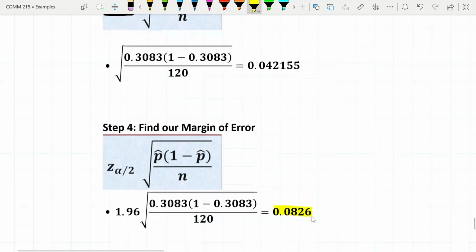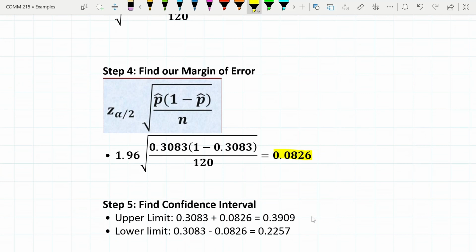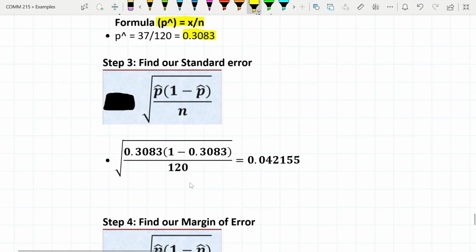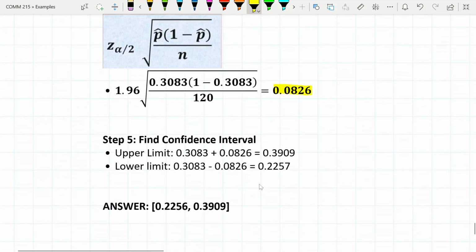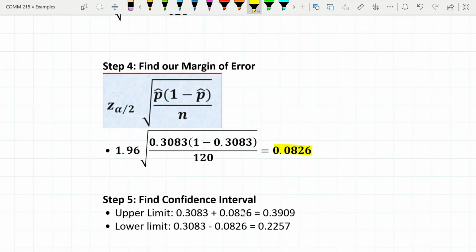So from this, we can actually find our confidence interval because that's enough to find it. So step 5, find our confidence interval. From this, we can find our upper and lower limits, and we use our point estimate, and this is why we had to find it in the first place. So you do the point estimate, which is 0.3083, plus our margin of error, which is equal to 0.3909. That's our upper limit, and it's a plus, that's why.